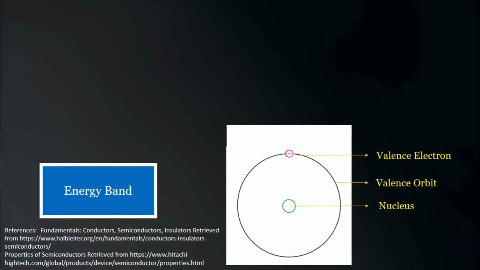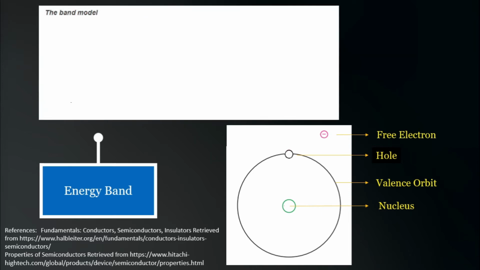Remember that the valence electrons are found on the outermost orbit. In other words, the larger the orbit of an electron, the weaker is its attraction to the nucleus. When a valence electron gains enough energy due to, for example, a rise in temperature, it has a tendency to leave its parent atom and become a free electron, leaving behind a vacant hole in the valence orbit. To better explain this phenomenon, we use the band model.